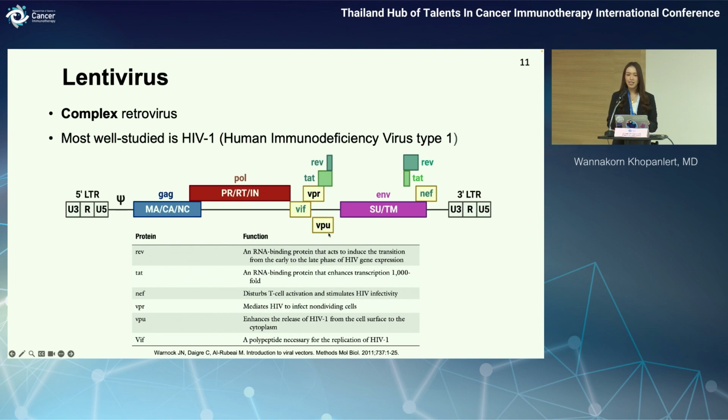Lentivirus is another retrovirus, but complex. The most studied is HIV-1. Again, the genome still contains the same genes as the simple viruses, including gag, pol, and the envelope. However, it comprises 6 other genes: 2 regulatory genes and 4 accessory genes.